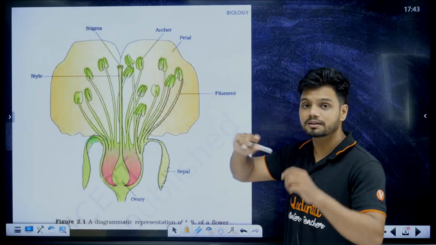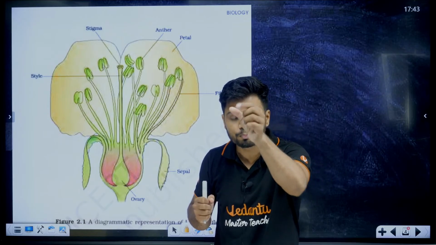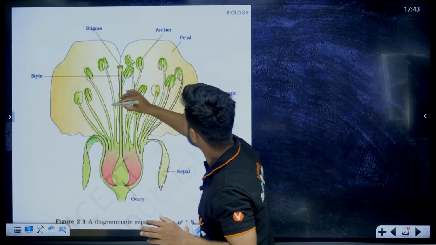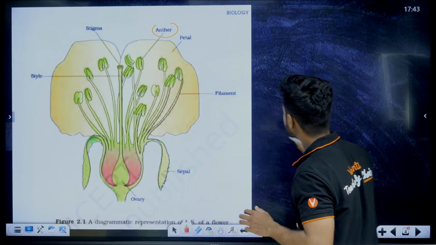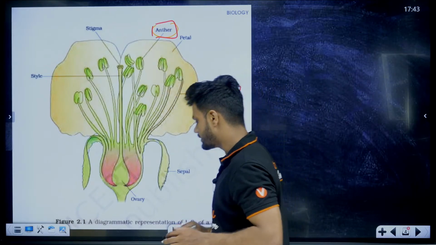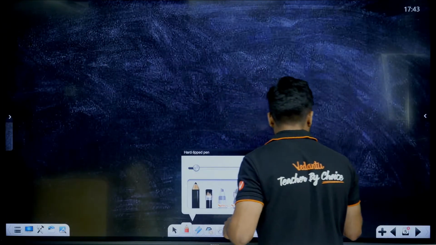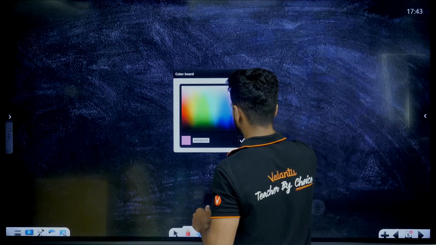Now if you look at the structure of stamen, it can be further divided into anther as well as filament. Let me write it here, students. Let's take purple.